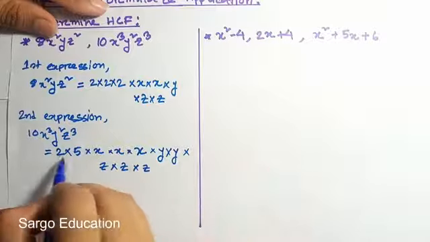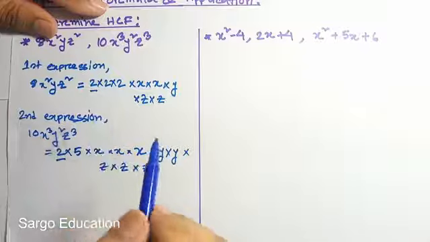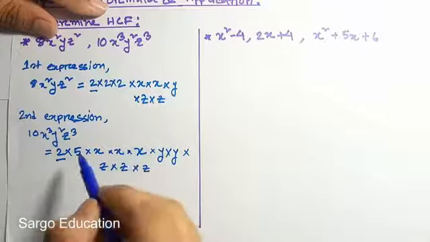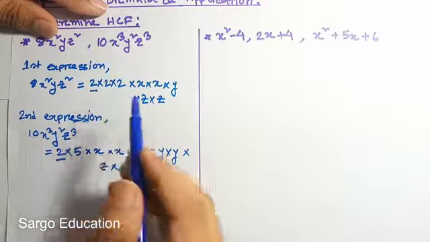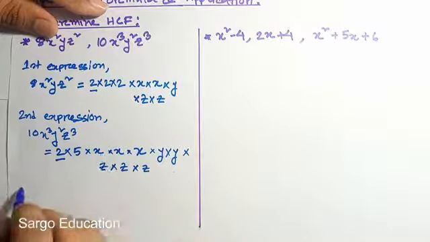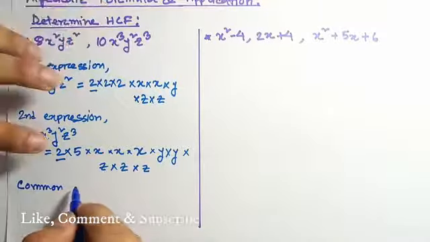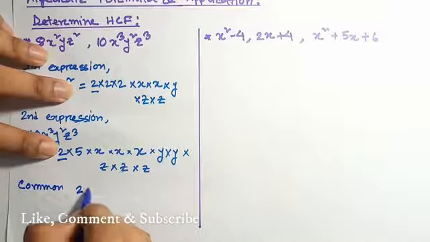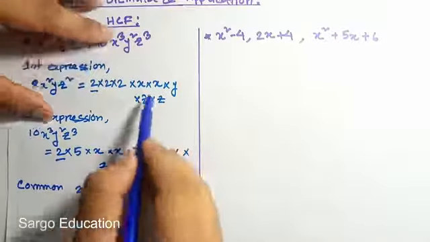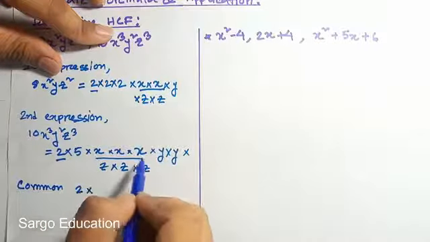We see here 2 and here 2 is also common. Here 5, but here 5 is not. So we cannot take 5. We write the common number from both, we took 1 2, and x here twice time and x here thrice times.